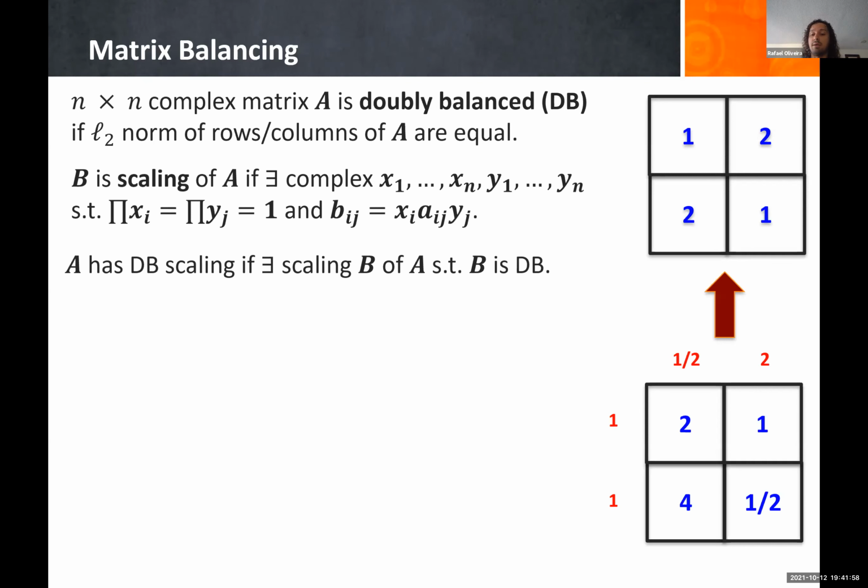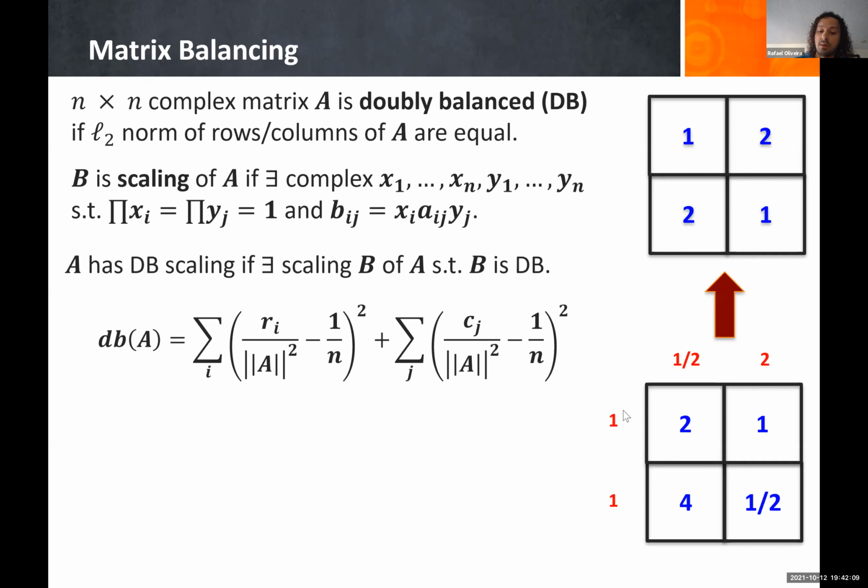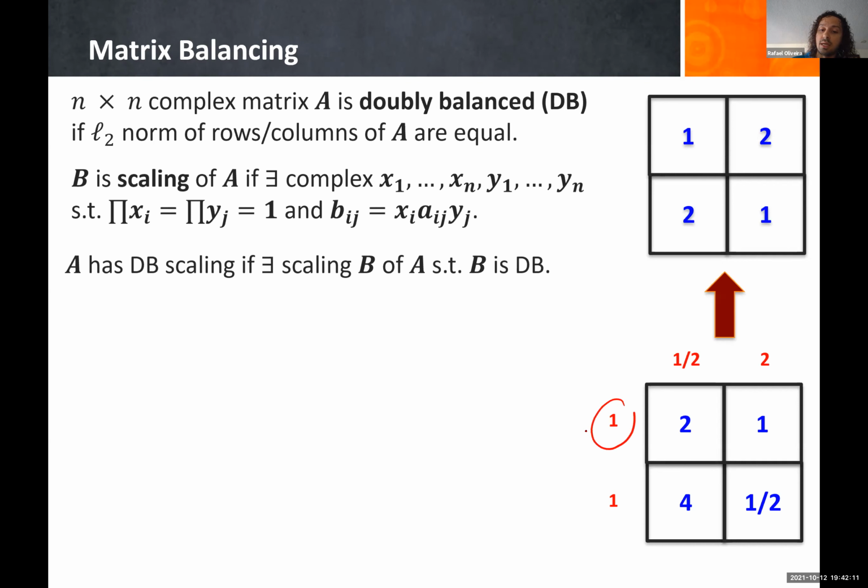So here's an example, right? If I gave you this matrix at the bottom, which is 2, 1, 4, and 1/2, and I did this scaling here, where this is x1, this is x2, this is y1, this is y2, we get exactly the doubly balanced matrix above, right? So this matrix A has a doubly balanced scaling, and we would call this doubly balanced scaling B.